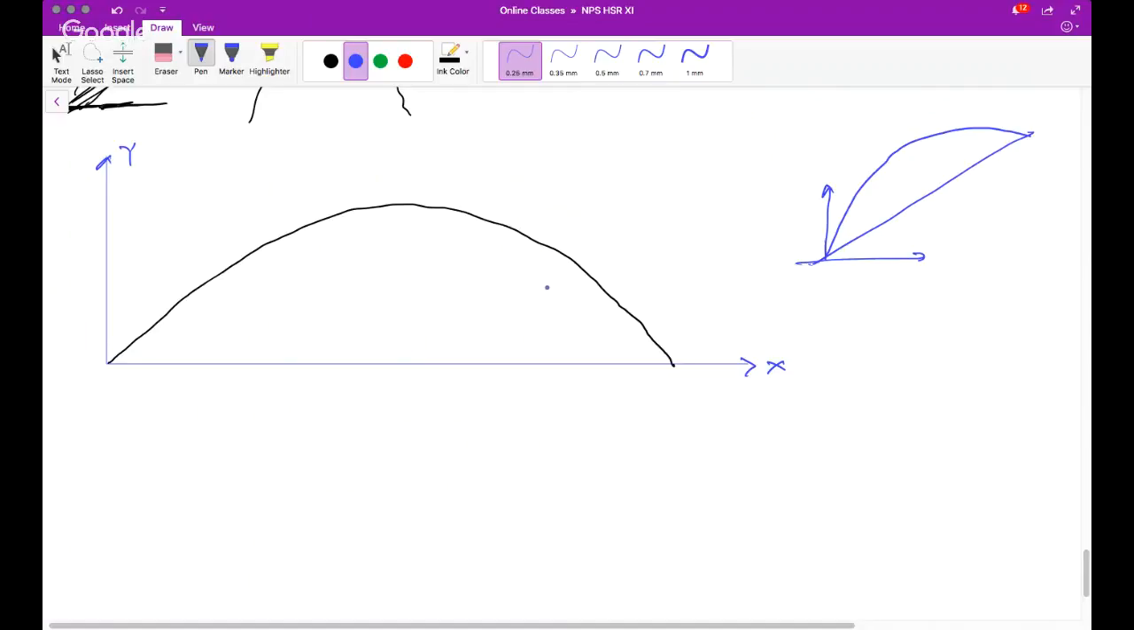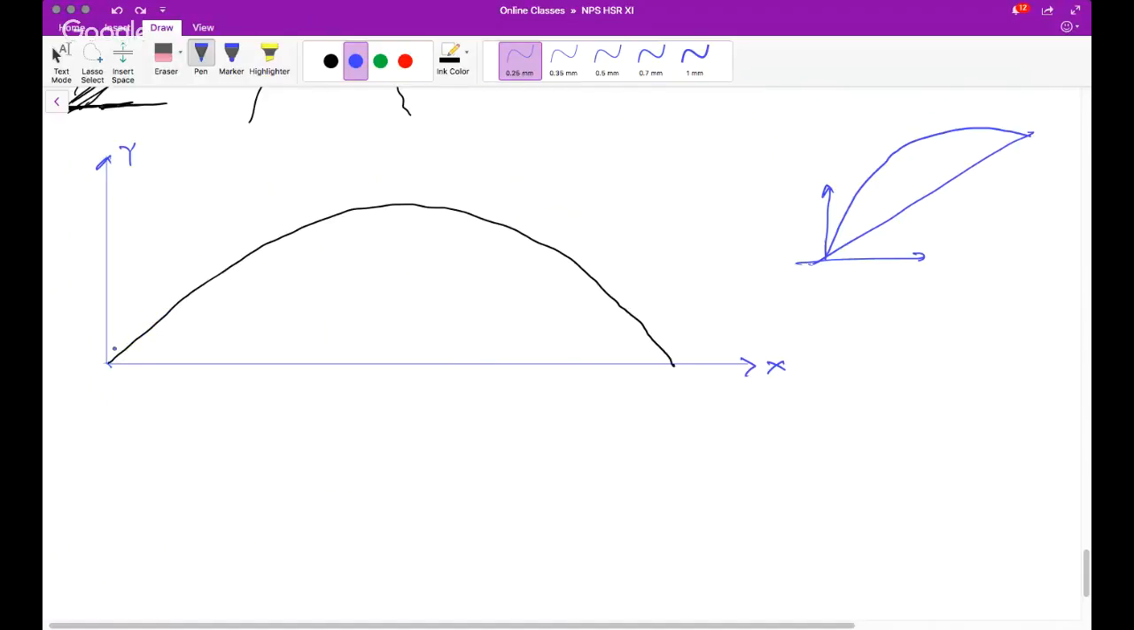Basically the start point and the end point lie in the same horizontal plane, and the motion path of the projectile is in a vertical plane. So how do we analyze such motion? Let's say this body was launched at an angle of projection. Let me draw it in a slightly better manner.